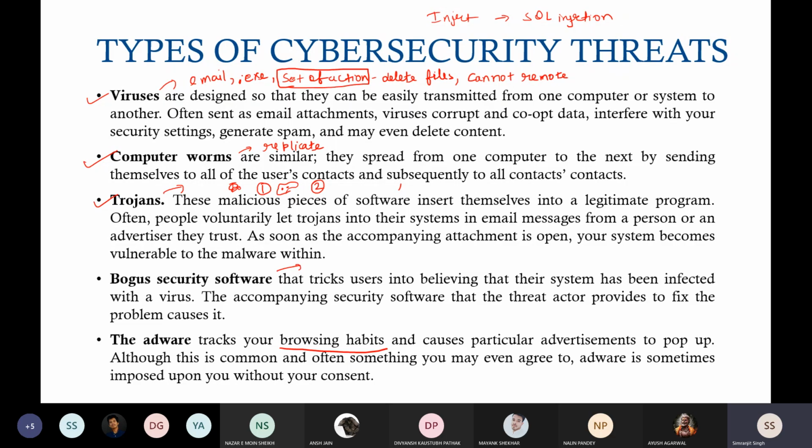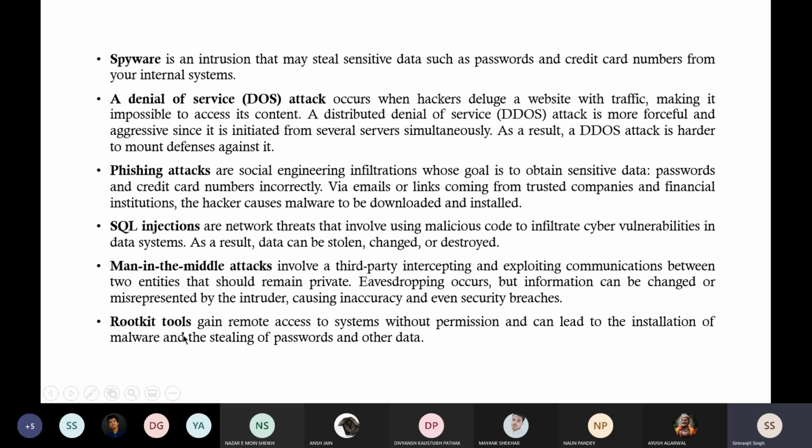Okay, so these are referred to now. There was a term called adware, but now all the companies are kind of adware. Okay, now another one is spyware. So spyware is basically for stealing money-related information like credit card numbers or debit card numbers. If you're storing your credit card and debit card data on your browsers, it may happen that this particular spyware can take your credit card, debit card or passwords for that matter. It can steal sensitive information such as passwords and credit cards from your internal system.